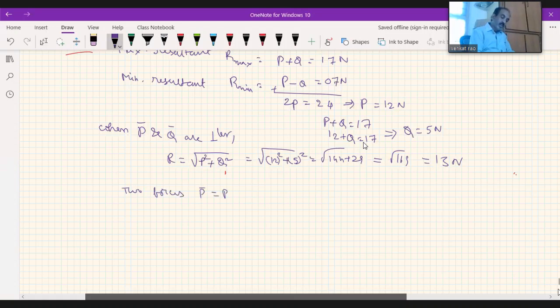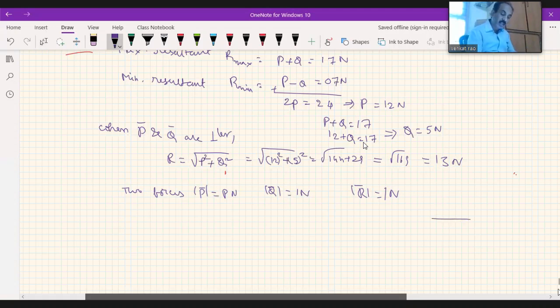Two forces are P bar equal to P Newton, Q bar equal to 1 Newton. Resultant is also 1 Newton. So how can you draw? I will draw it using a diagram. The problem will be very simple.